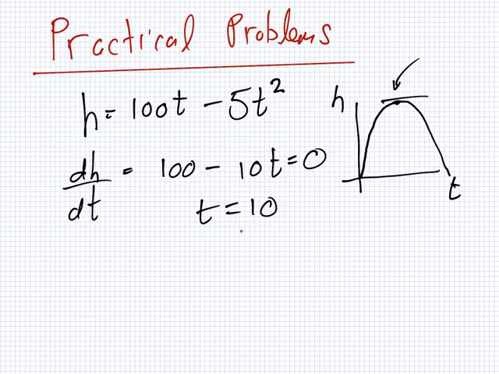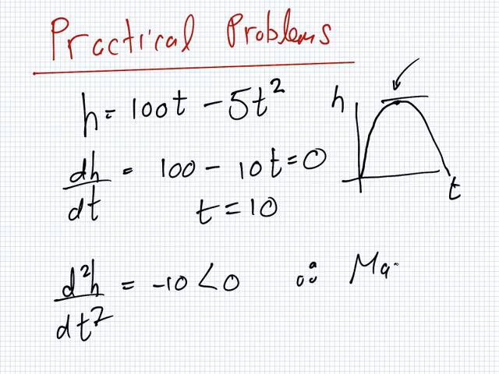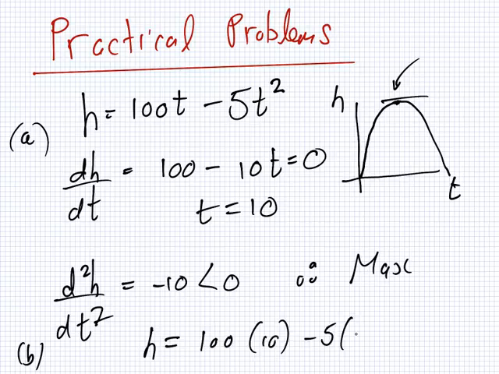Now, we need to make sure it's a maximum and not a minimum. So what should this equal? Positive or negative? Negative. So what is the second derivative here? Minus 10, which is negative, so therefore it's a maximum. That's part A, and then part B is simply, what is the maximum height? So how can I do this, do you think? Just sub the t in. So I get 100 times 10 minus 5 times 10 squared. So it's 500 meters.